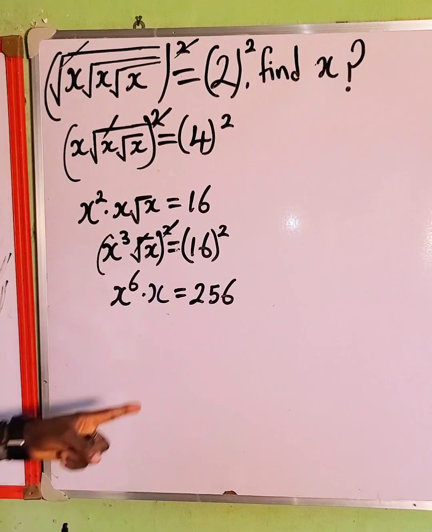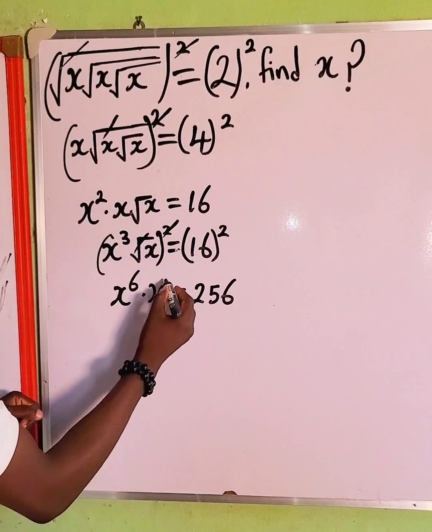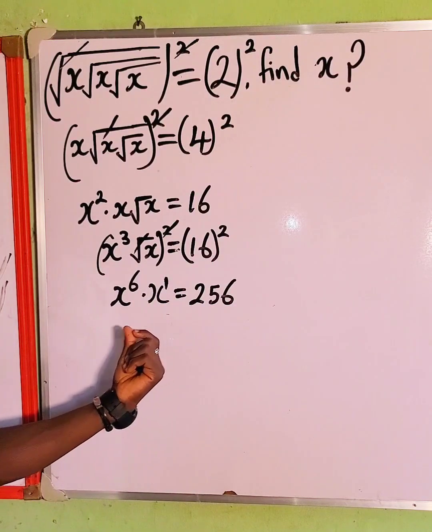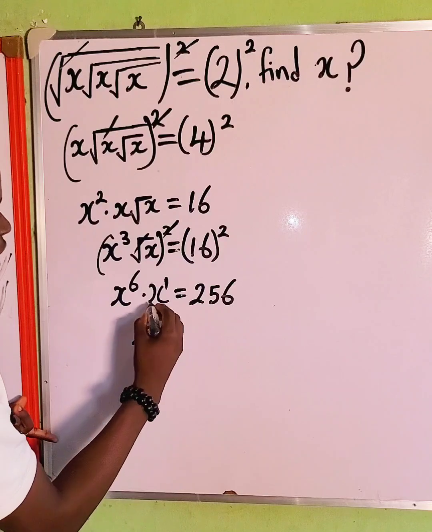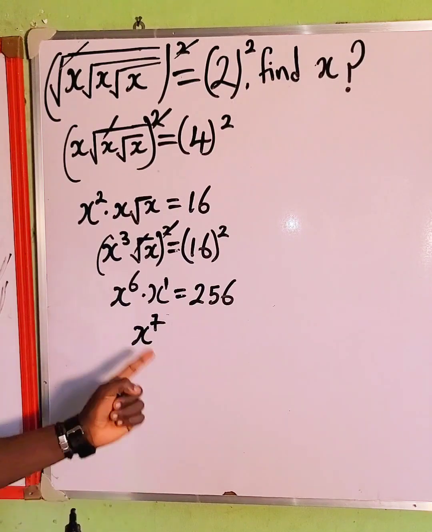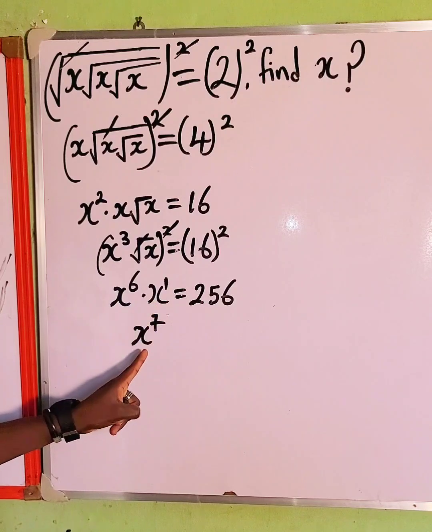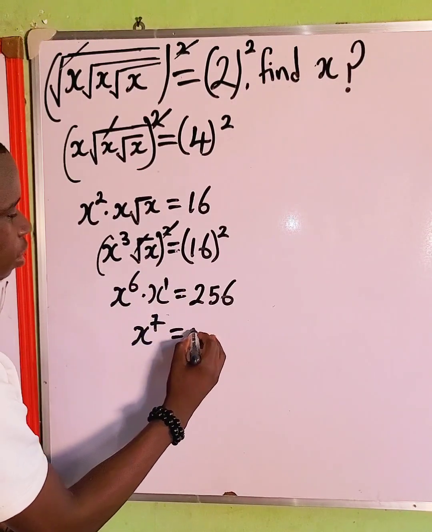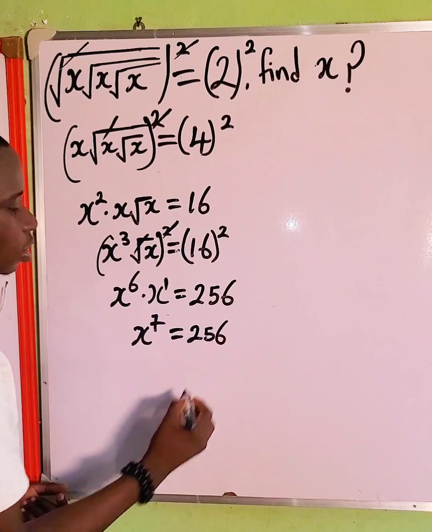So the next thing we are going to do, this x here implies x raised to the power of 1. They are still the same. So when you multiply them together, we are going to have x raised to the power of 7 using multiplication properties of indices. When the bases are the same, write one of the base, then you add the powers. So everything now will be equal to 256.